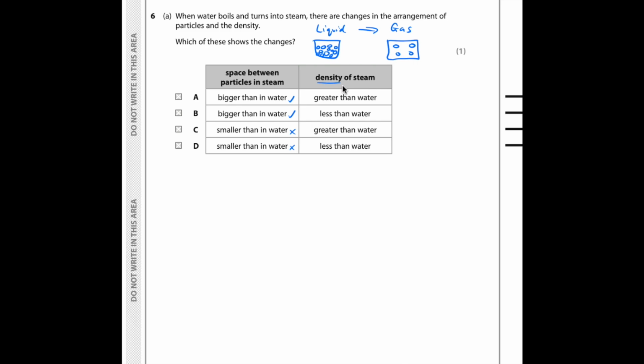And the other thing is the density of steam. Well, the density is how much mass you've got per volume. So there's less mass in here in the same amount of volume. So the density is less than water. So your answer is B.